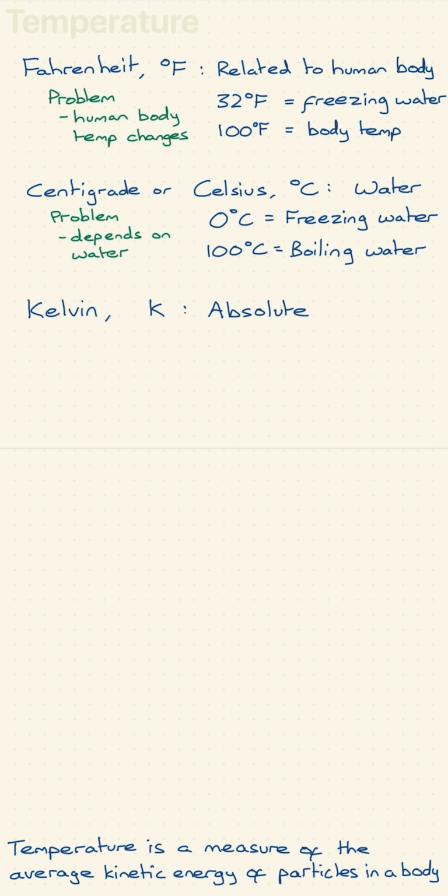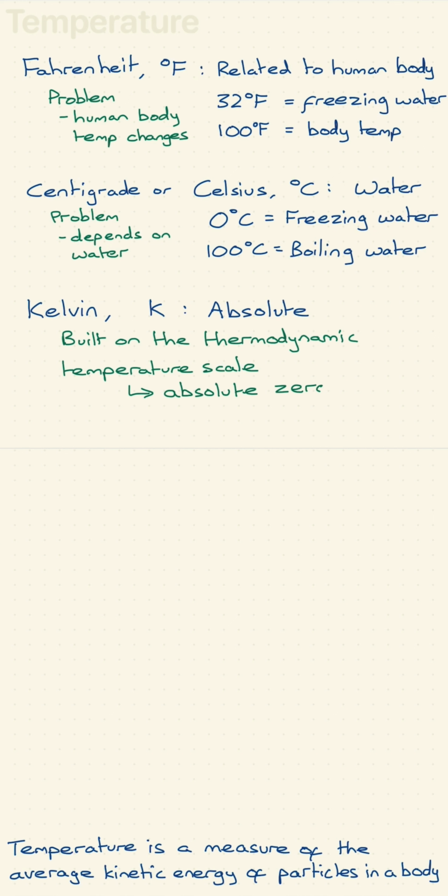I've mentioned absolute twice now, but what do I mean? Well, the Kelvin scale is built upon the thermodynamic temperature scale, and the thermodynamic temperature scale is an amazing thing because it has absolute zero. That means it is an absolute scale. Absolute zero is often thought of as the temperature when everything stops moving, but that's not quite true.